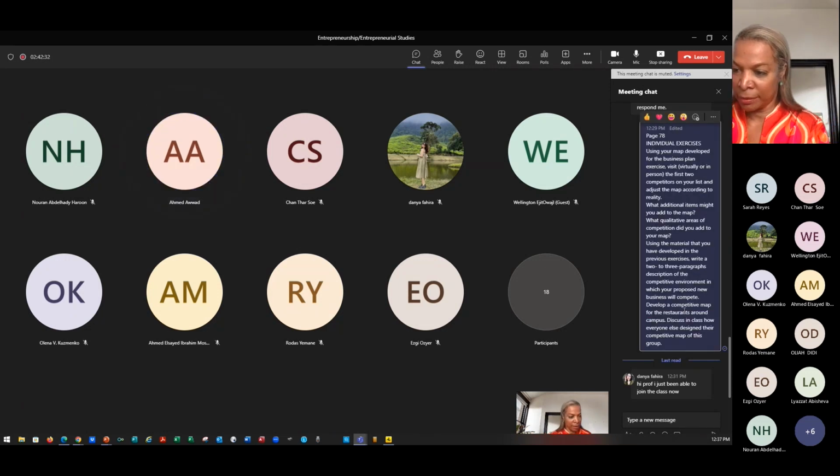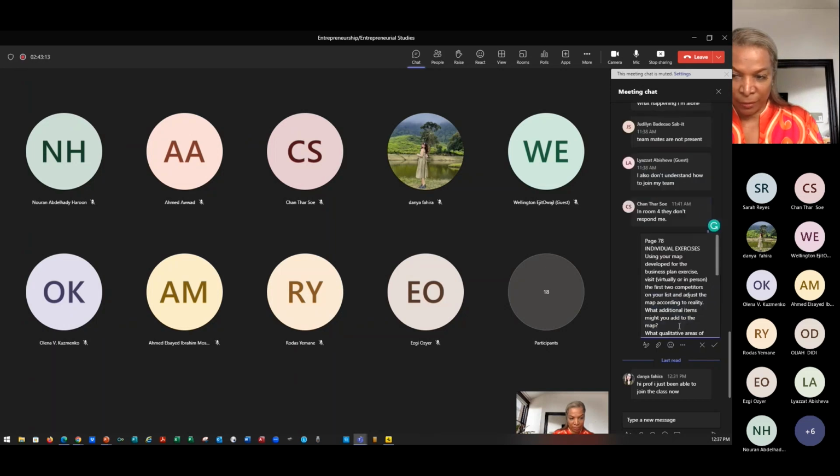The other thing about the individual exercises says develop a map around campus. Obviously, you're virtual, so you're not on campus. So I would do a map of the restaurants in your community. The question on the individual exercise says develop a competitive map for the restaurants around campus. You want to develop a map for the restaurants around your community. Does that make sense? Class, does that make sense to you? Yes. Around the community, yes. Yeah, not around campus, because you're not there.